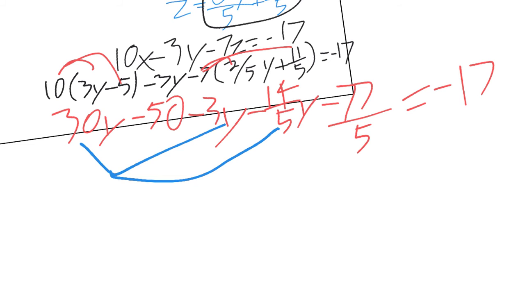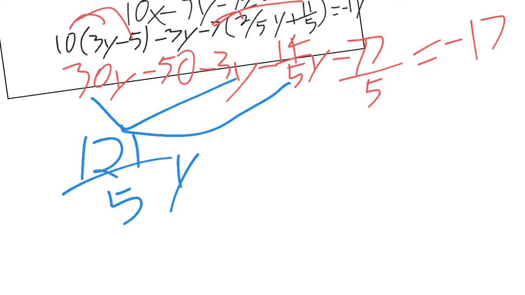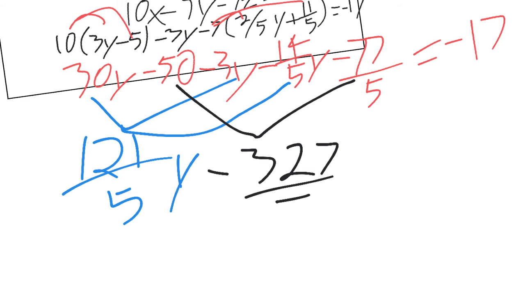You can go ahead and type that into a scientific calculator. It'll give you the fraction form. So it's going to be 121 over 5y. And then next to it, we have minus 50 minus 77 over 5. So negative 50 minus 77 over 5 is going to equal negative 327 over 5. And that's going to equal negative 17.